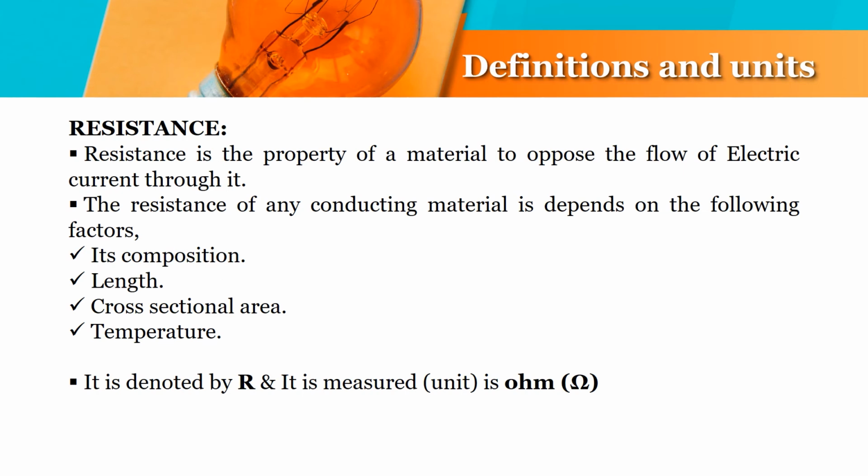Resistance. Resistance is the property of a material to oppose the flow of electric current through it. The resistance of any conducting material depends on the following factors: its composition, length, cross-sectional area, and temperature. It is denoted by R and it is measured in ohms.